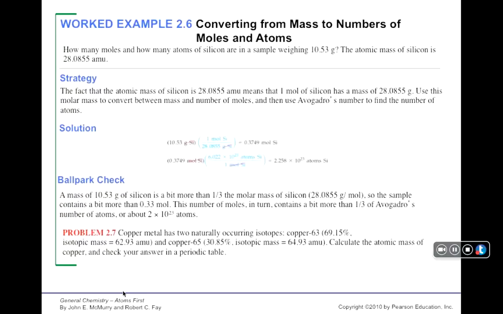So we set up our conversion factor. We have grams on the top in the 10.53 grams of silicon. So we need grams on the bottom in our conversion factor. So 28.0855 grams of silicon goes on the bottom, and 1 mole of silicon goes on the top. We are able to cancel the grams on the top and the grams on the bottom, leaving us with moles. That's what the question asked us for. So by using the units, we know that we've set it up properly. Then it's a matter of entering the numbers correctly into your calculator. So it's the 10.53 divided by 28.0855 to get that number of 0.3749.